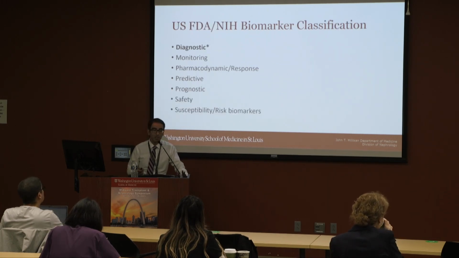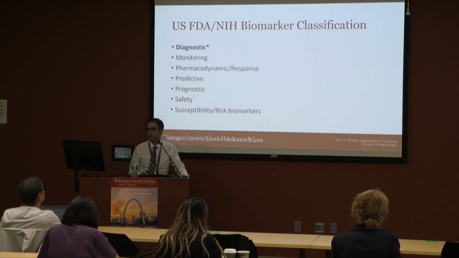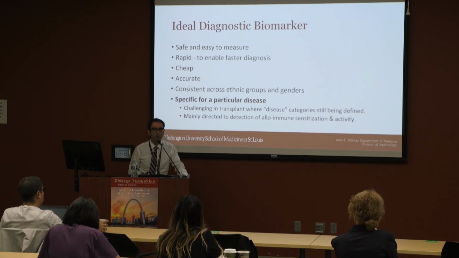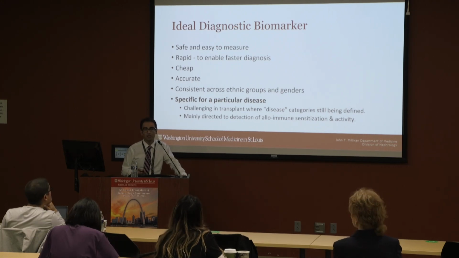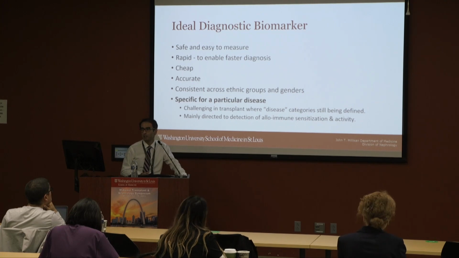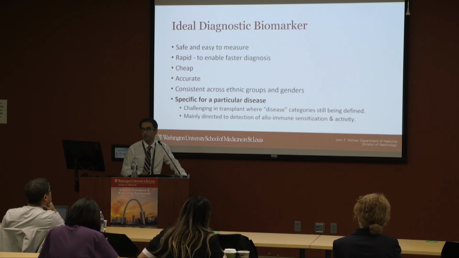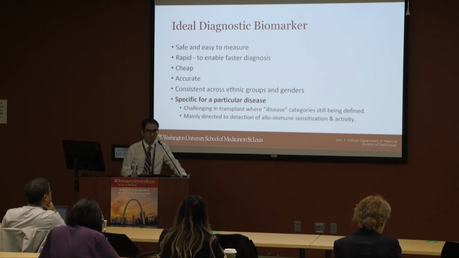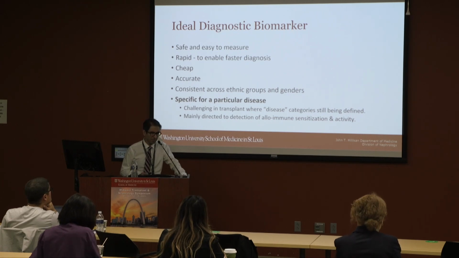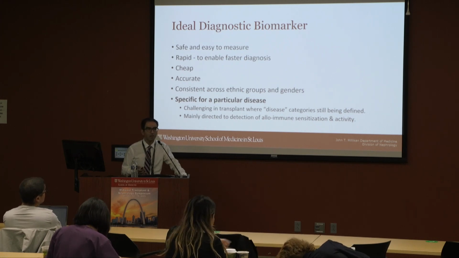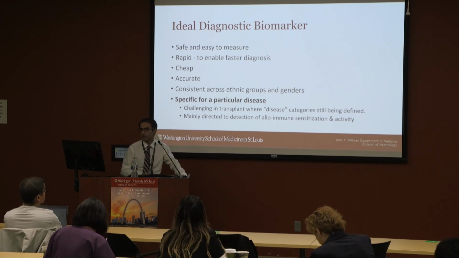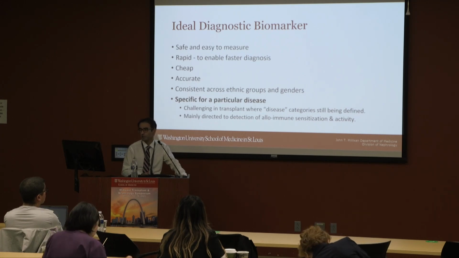So the biomarker classification system and the process for biomarker qualification is complex. But features of an ideal biomarker, if we were going to reflect on it, would be one that's safe and easy to measure, one that has a rapid turnaround time that enables us to make a diagnosis and instigate a plan of action, one that's not cost prohibitive, one that's accurate, consistent, and ideally one that's also specific for a particular disease. And this is where it becomes challenging in allograft management or transplant medicine, because these diseases are constantly being defined and redefined as the BANF classification system evolves, and it should as we learn more.